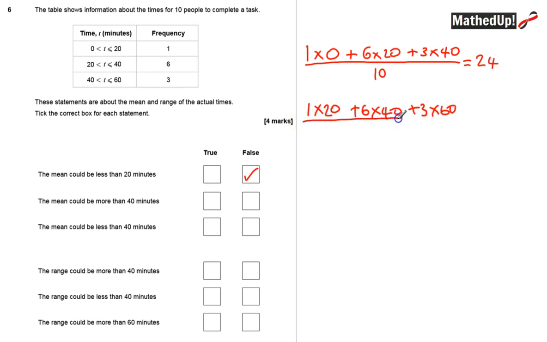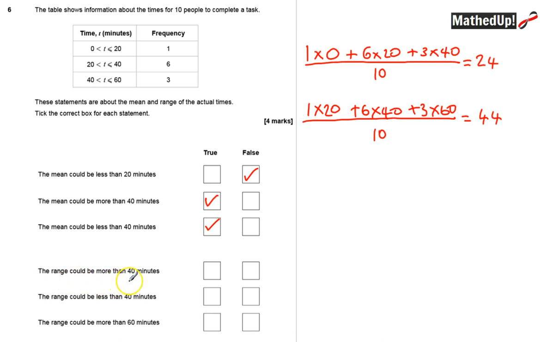And we're going to divide that by 10 to work out the mean, and that's going to be 20 plus 240 plus 180, so that's 180 and 20, 220, that's 440 divided by 10, which is 44. So the mean could be more than 40. We've worked out that the highest it can be is 44, so that's going to be true. The third statement says the mean could be less than 40 minutes, but we've already worked out over here that it could be 24 minutes, so yes, it could be less than 40 minutes, so that's going to be true.